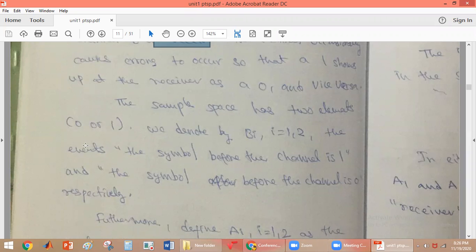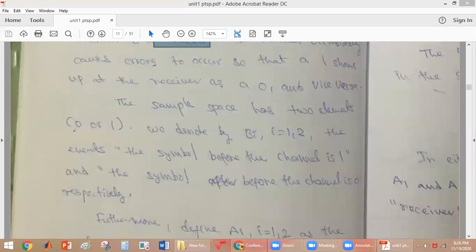Now here we have the sample space. Because it is a binary system, we are transmitting only two symbols, that is 0 and 1. So the sample space will have only two elements, 0 or 1. At the input side, we write it as bi, where i is equal to 1 or 2.